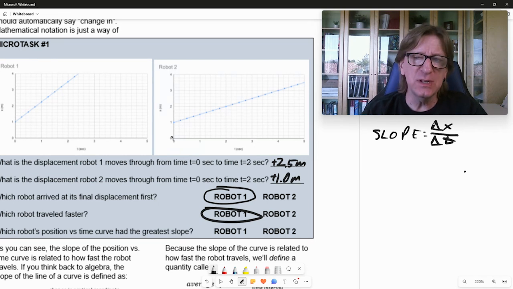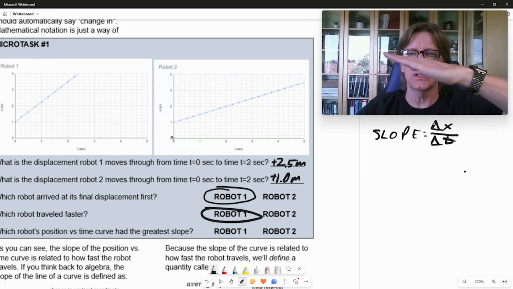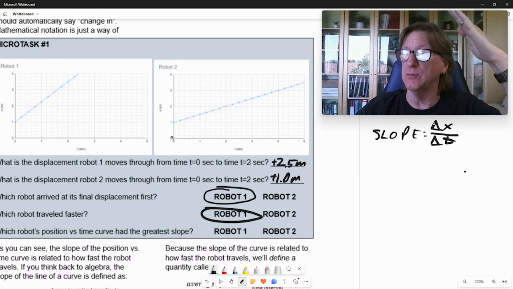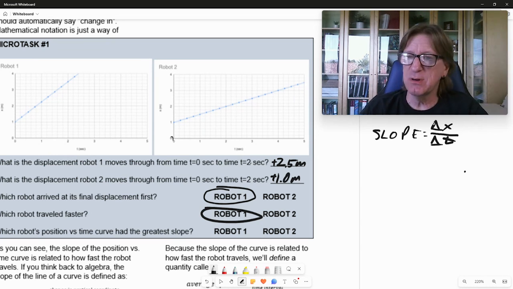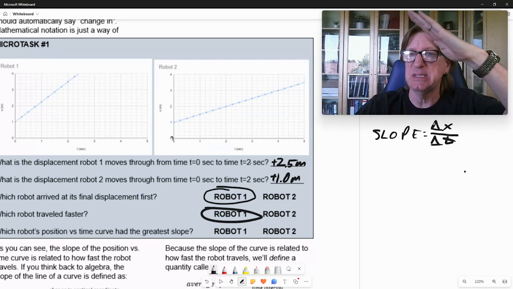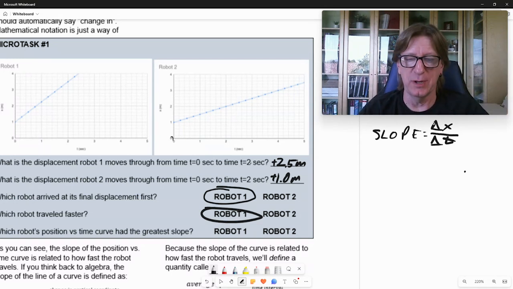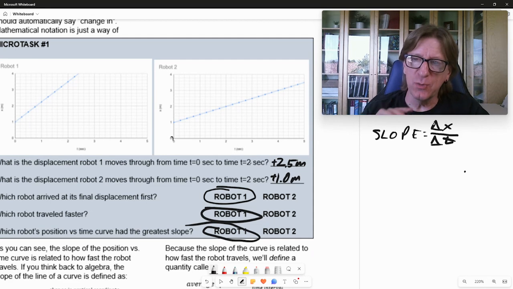Okay. So looking at that then, which of these two curves, the position versus time curve, had the greatest slope? And you can tell that just by looking at it. This is no slope. This is bigger and bigger slope. So which one has the greater slope? That's going to be Robot 1, because you see it's steeper. So this is Robot 2, this is Robot 1. So Robot 1 had the greatest slope, and we also know that Robot 1 was going faster.